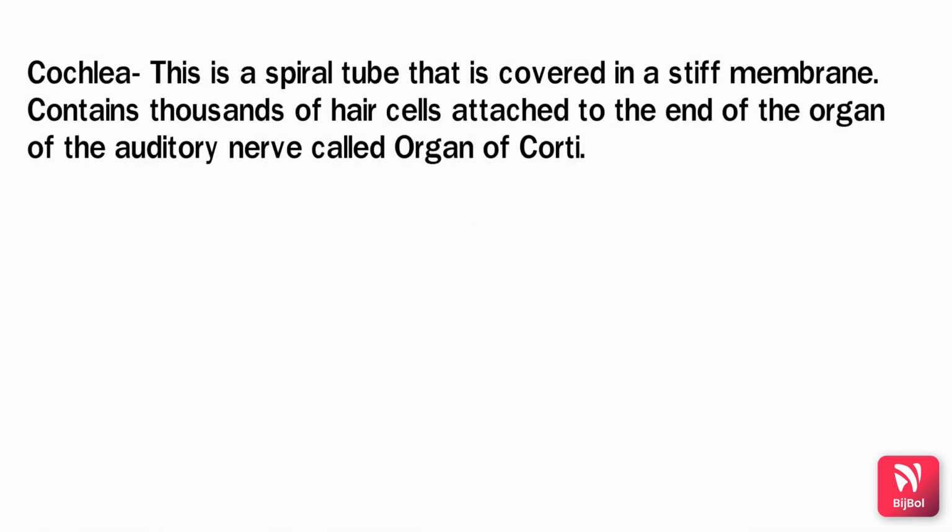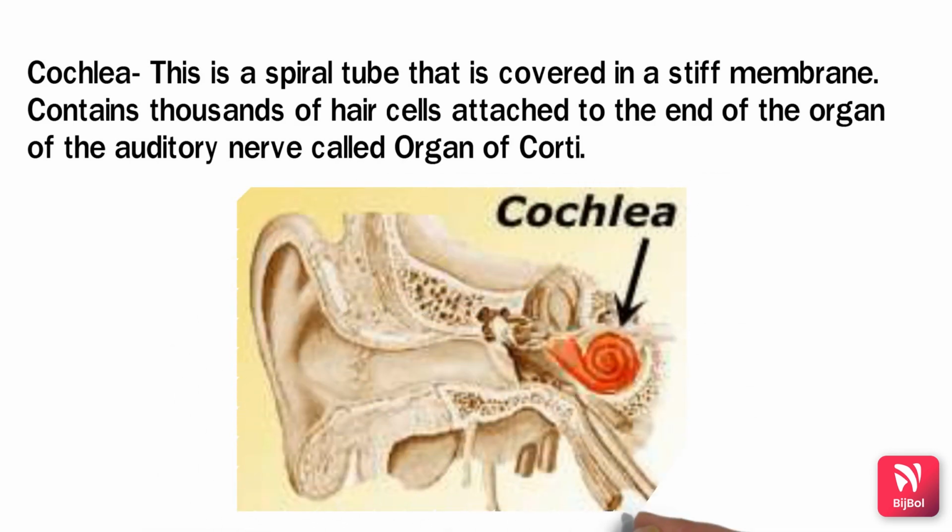What is the cochlea? The cochlea is a spiral tube that is covered in a stiff membrane. It contains thousands of hair cells attached to the organ of the auditory nerve called the organ of Corti. In this diagram, you can see the cochlea. The red color is the cochlea, which is a spiral tube.